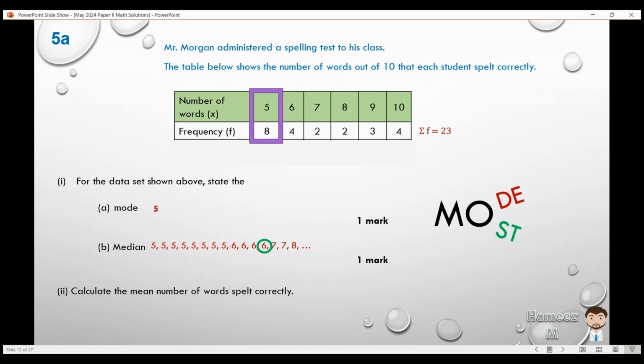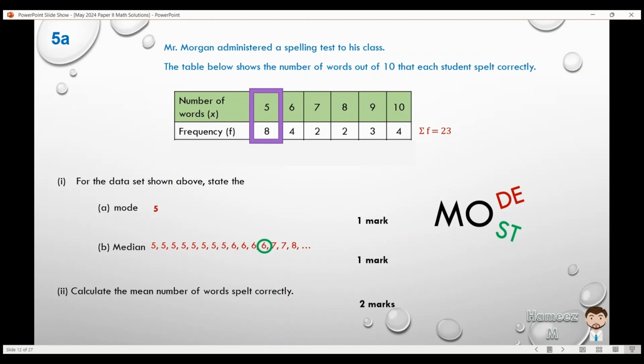Calculate the mean number of words spelled correctly. So if we would like to find the mean, which specifically means the arithmetic mean, then what we're trying to find is normally what we consider the average. And how do we get the average? We actually add up all the terms and divide it by the number of terms there are.